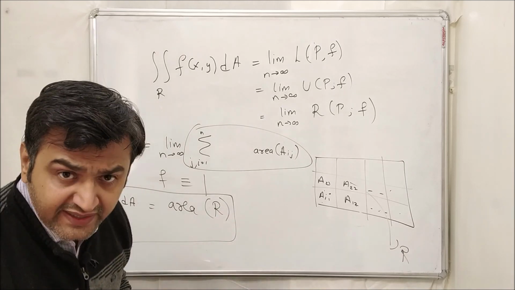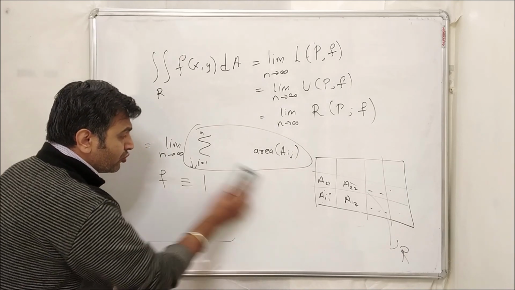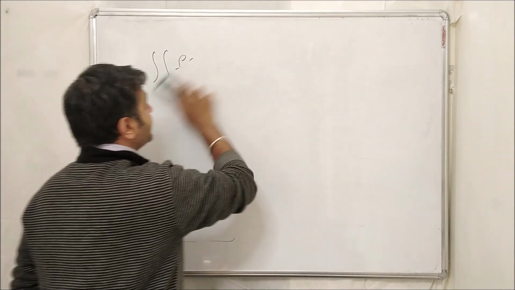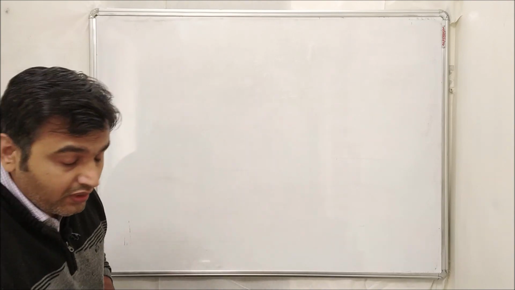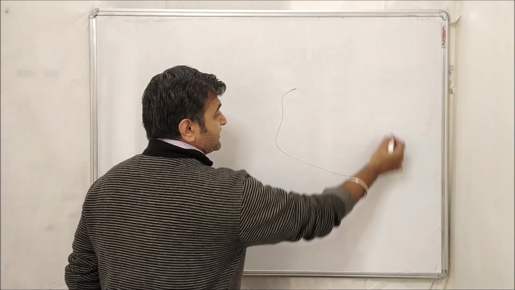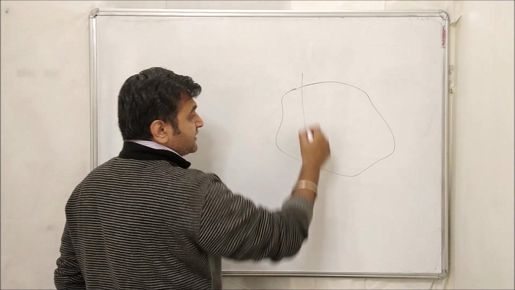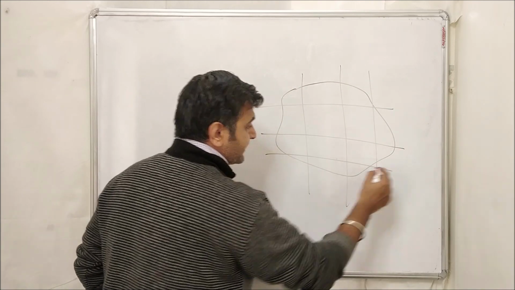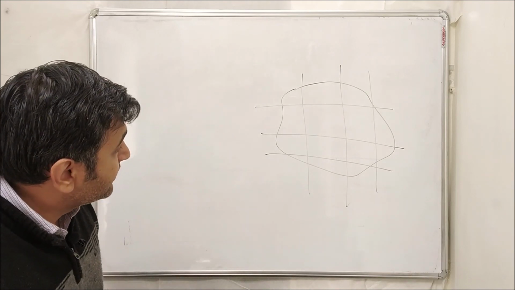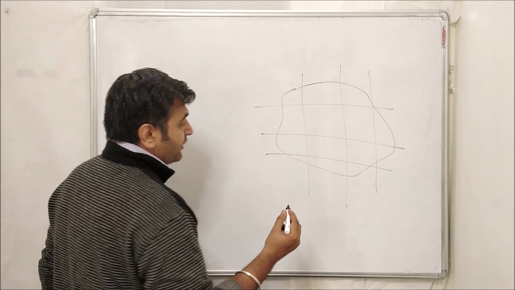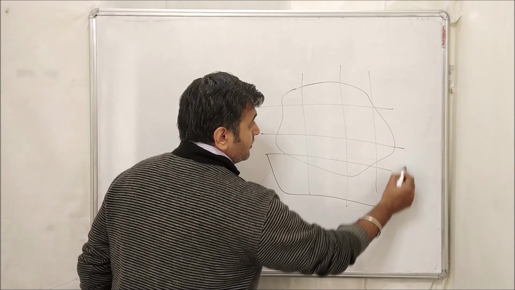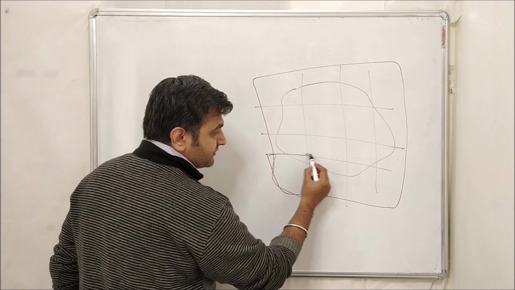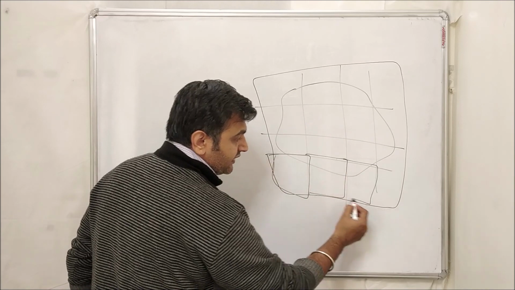But this was true for a rectangular region. Is this also true for an arbitrary region? If I don't take a rectangle and take any arbitrary region, is this still true? The answer is yes. Suppose this is my arbitrary region. What is the first thing you do? You take a partition and divide it into sub-rectangles. Once you divide into sub-rectangles, you take the area of each rectangle. So here, this is my A11, this is my A12, this is my A13 and so on.